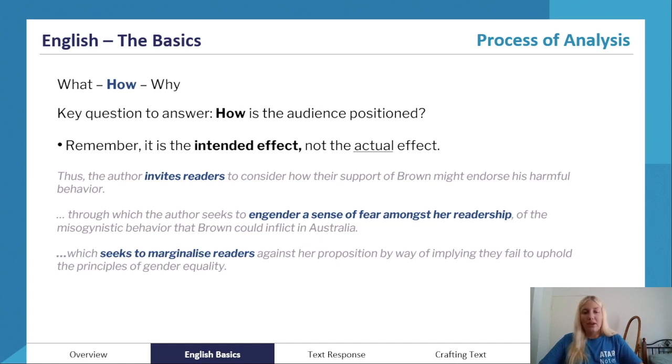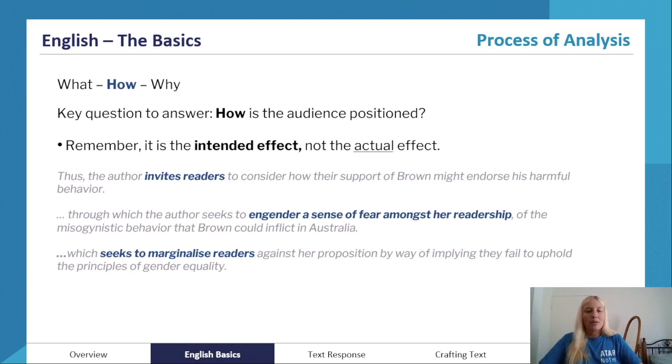It is the intended effect. It's what the author is aiming for. So use appropriate language. I've highlighted some of the ones. The author is inviting readers to do something, is engendering a certain emotion, a sense of fear in this case, seeking to marginalize. So seeks, aims, incites, feelings of, invites, encourages. That's the kind of vocabulary you may use, and add more to the list because you don't want to be repeating yourself in your essays when you write about intended effect.